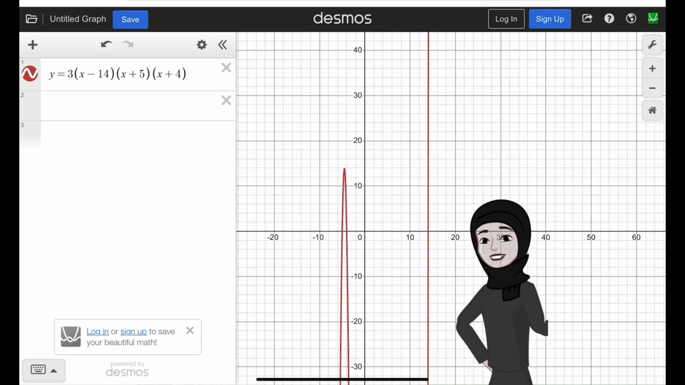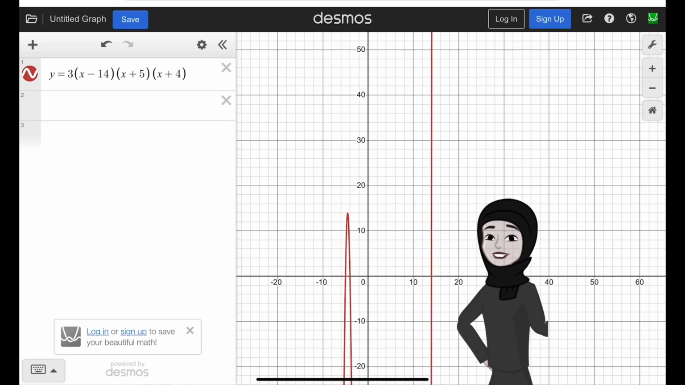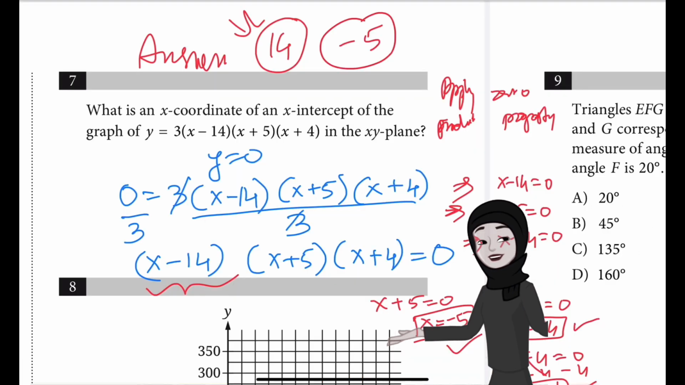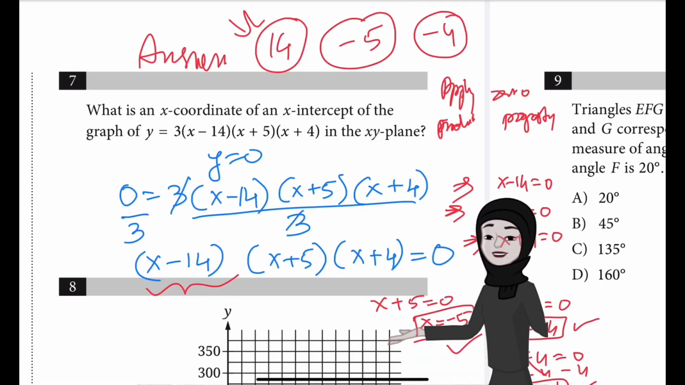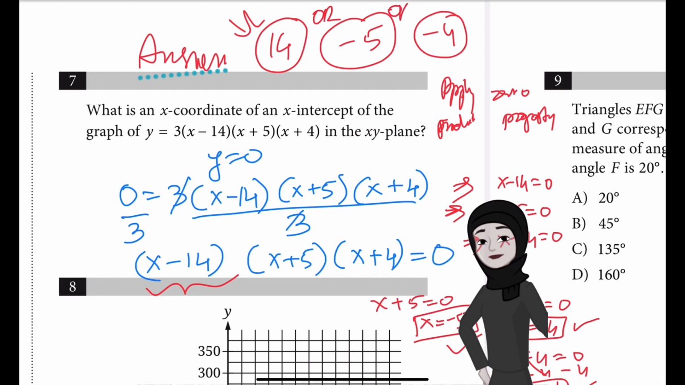And if you zoom out, you can see the graph extending infinitely down and then it comes up. So grid in one of these answers, not all of them: 14 or −5 or −4.